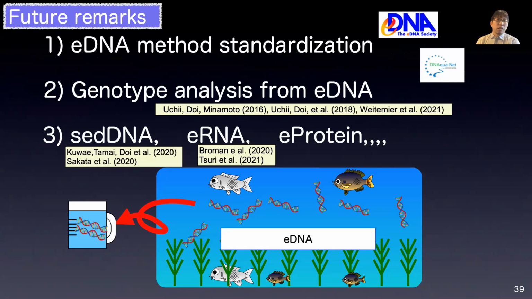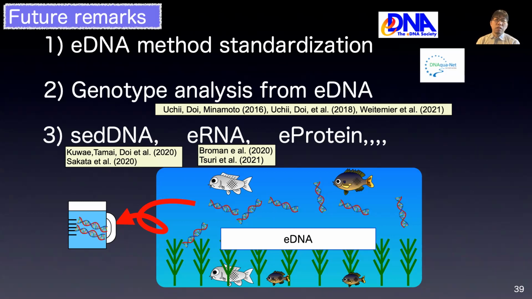This is the final slide. Finally, I want to introduce to you the future remarks of eDNA study. First, as I mentioned, eDNA methods should be standardized globally. And the second is genotype analysis from eDNA. For this topic, several papers have already been published, and they detected and estimated genotype variance or genotype differences of species from eDNA sampling.